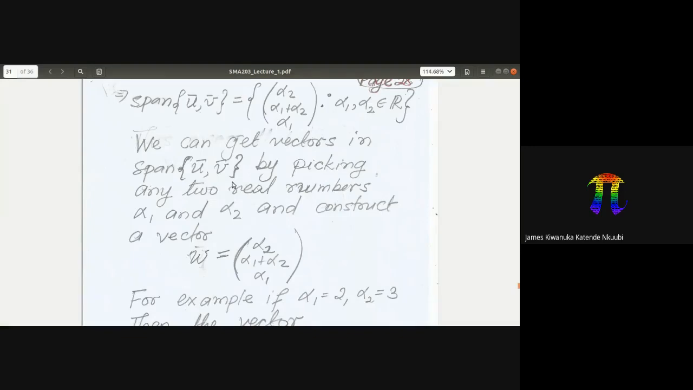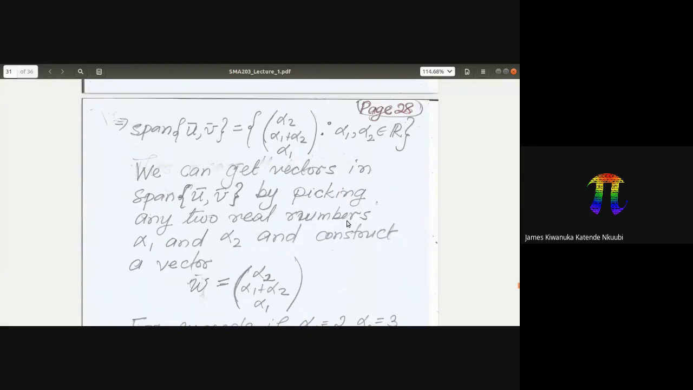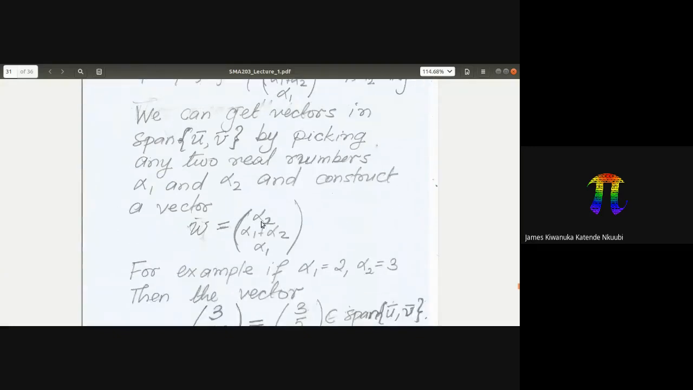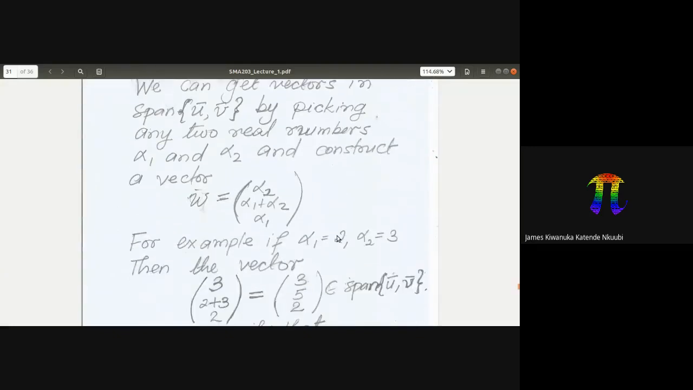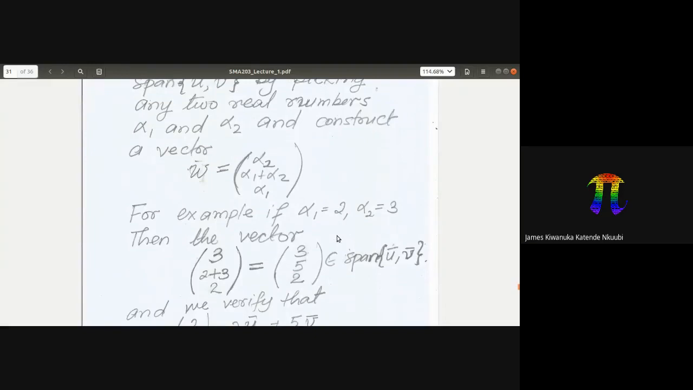So if you want to construct a specific vector in the span of U and V, we simply fix the two scalars, alpha 1 and alpha 2, and we construct the vector of this form. Such a vector will definitely be in the span of the two.